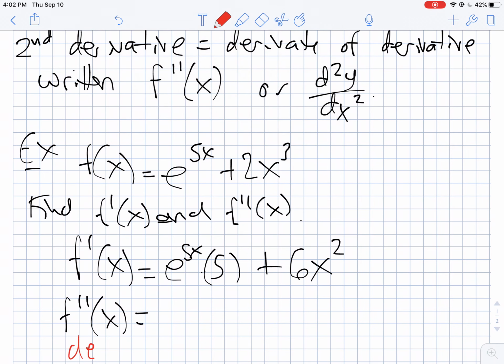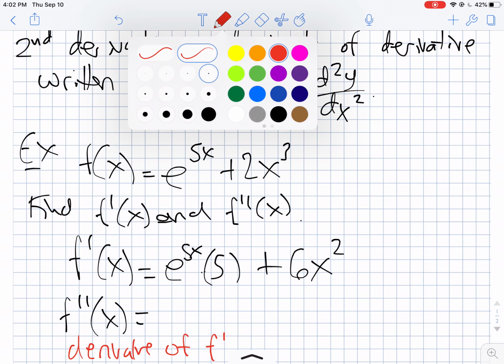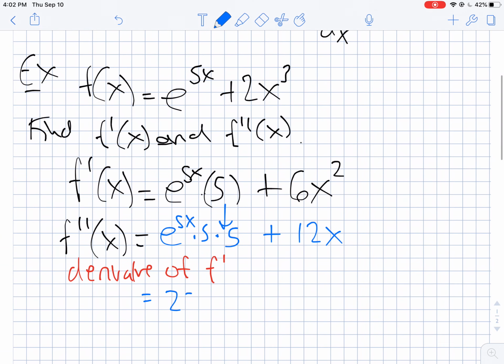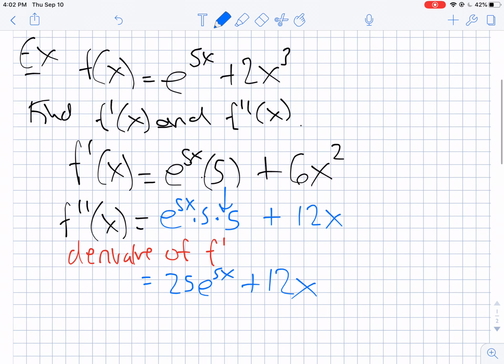So when I take the second derivative again, I just repeat this process on what I just got. So again, this is just the derivative of f prime. So when I want to find that derivative there, okay, derivative of e to the 5x, that's e to the 5x times 5, and I still need to have that 5 there. It's still there. It's like a constant in front, plus a 12x. So I could clean that up a little and write that as 25 e to the 5x plus 12x. Okay, so that's how we find the second derivative.